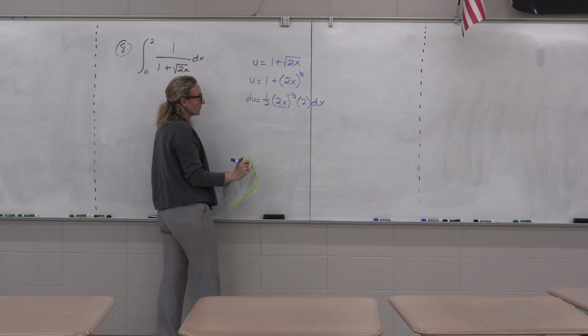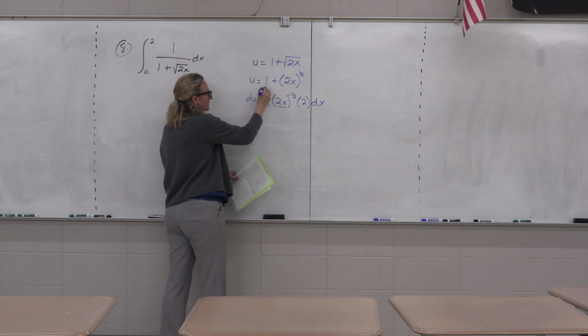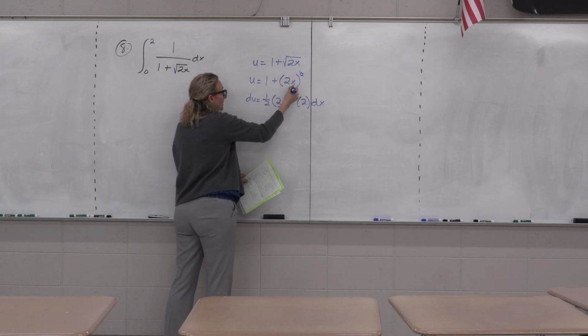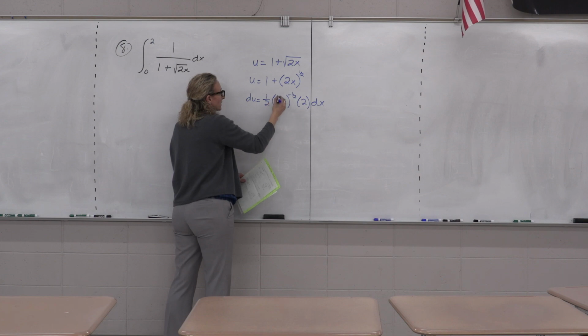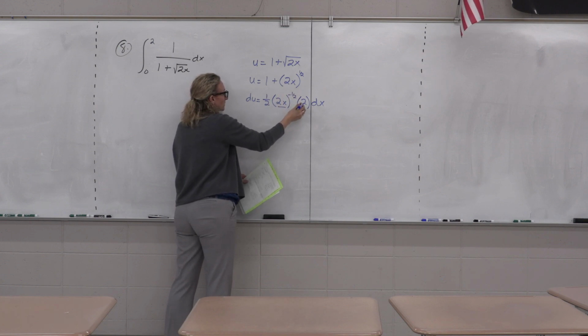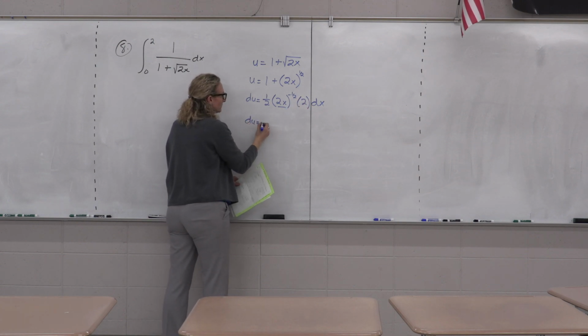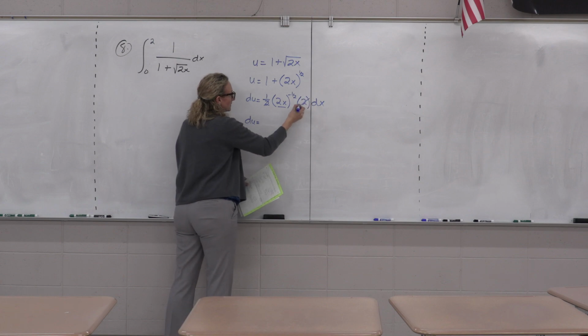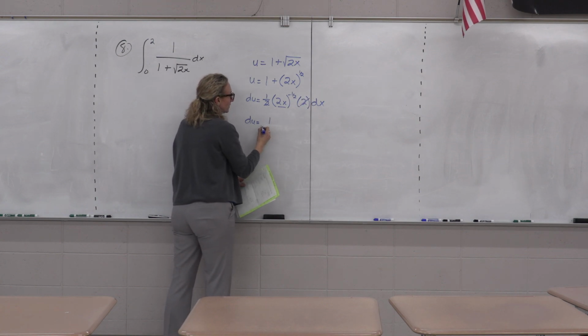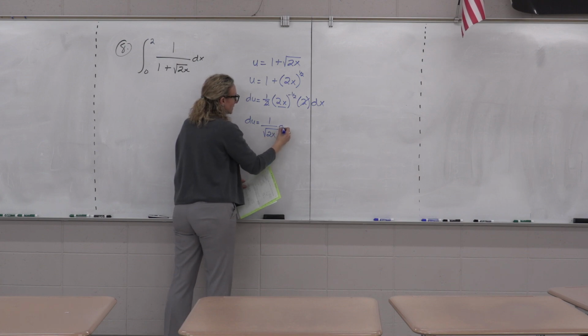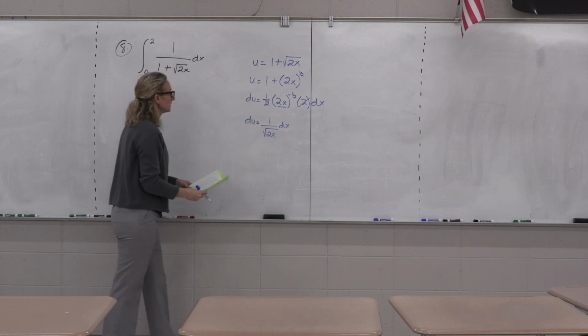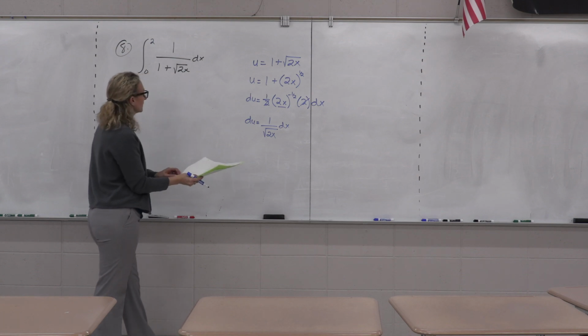Okay, so let's walk through that one again. The derivative of 1 is 0. The derivative of this, because it's got an inner layer, is chain rule. 1/2, keep the inside the same, lower the power by 1, times the derivative of the inside is 2 dx. Okay, let's clean that up. That cancels. So we have 1 over the square root of 2x dx. We got this extra factor right there.